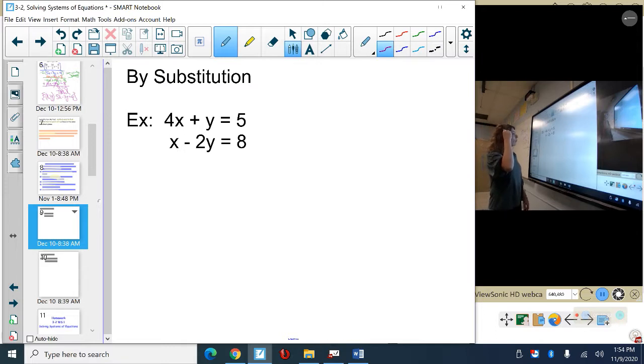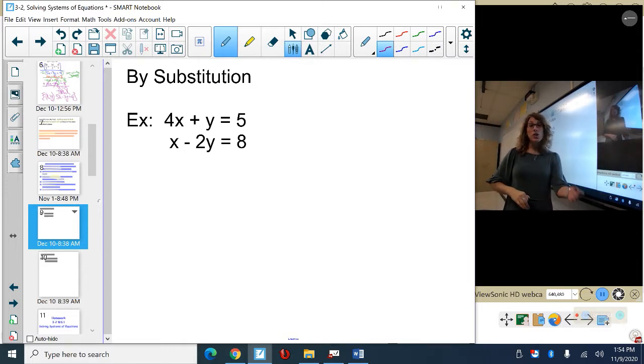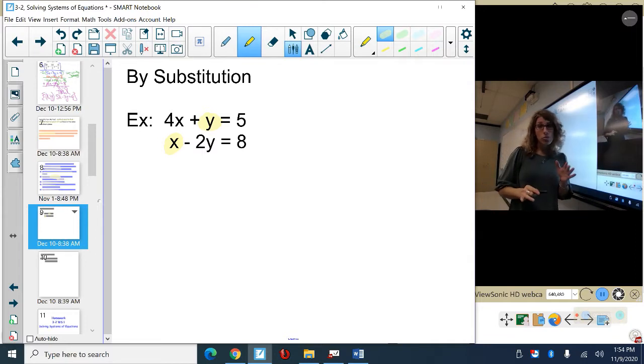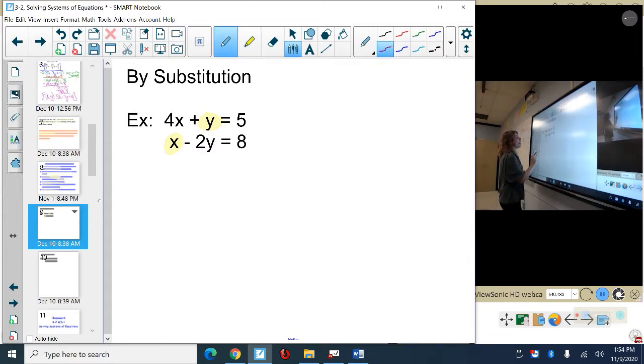4x plus y is equal to 5, and x minus 2y is equal to 8. I want you to pick either equation 1 or equation 2, and I want you to choose the equation that has a coefficient of 1. Well, look, this is 1y, and this is 1x. Doesn't matter which one you use. 90% of the time, my students are going to say, I want to choose equation 1, and I want to solve this for y.